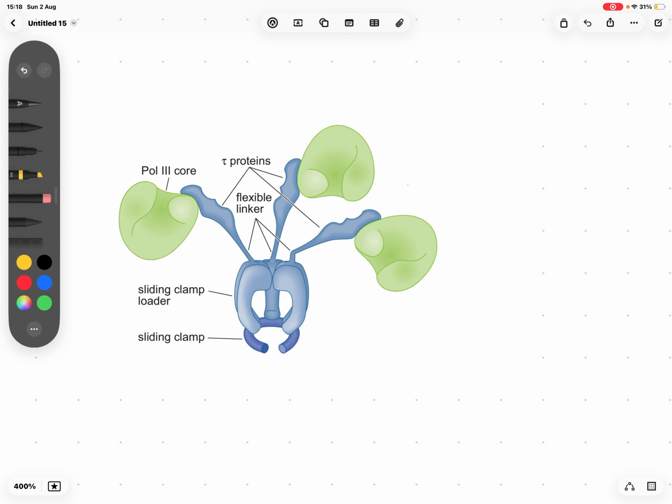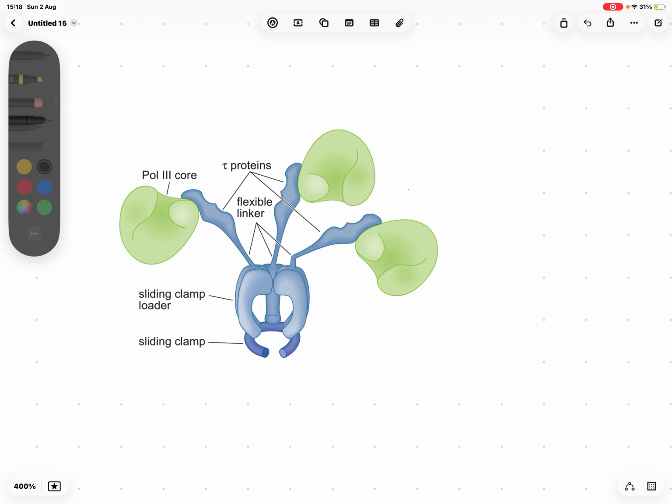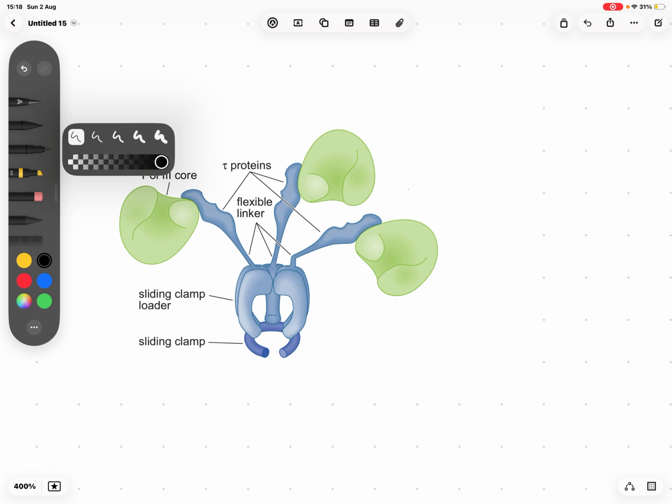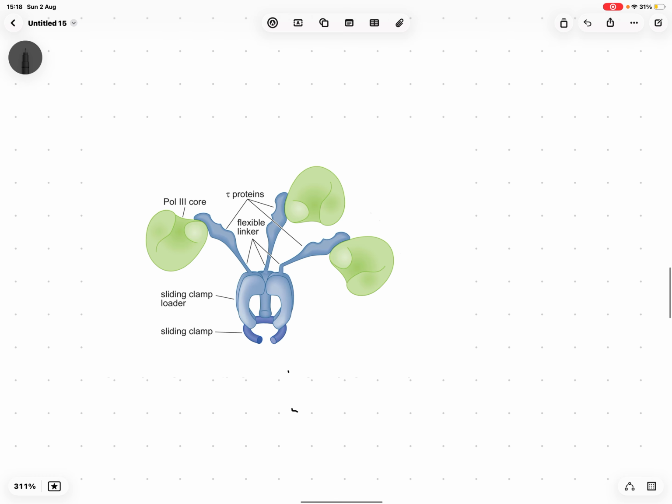Coming to their structure, when we look into the structure of the polymerase enzyme, these green structures are the polymerases. In these polymerases, we can see that majorly three domains are present. They are called the thumb domain, finger domain and palm domain.